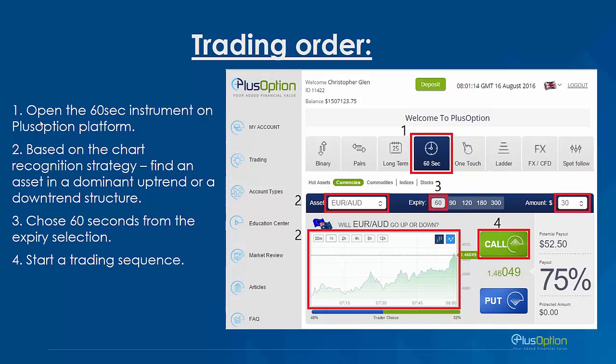The first thing that I'm doing, I'm opening the 60-second instrument on our platform. On our platform, you can see the instruments at the top, the regular binary, the pairs, the long-term investment, the 60-second. Over here, we're clicking on the 60-second. After that, based on the chart recognition strategy, find an asset in a dominant uptrend or a downtrend structure.